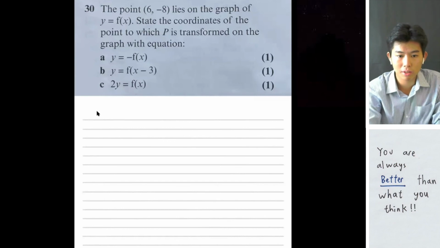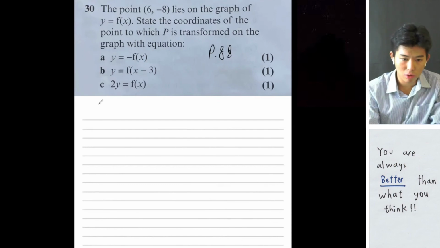Okay, let's try this. This one is also on page 88 in the textbook. So let's start off with part A. This time, they want us to state the coordinates of the points. They don't want us to sketch. So they want us to write down the point to which P is transformed on the graph with the equations below.